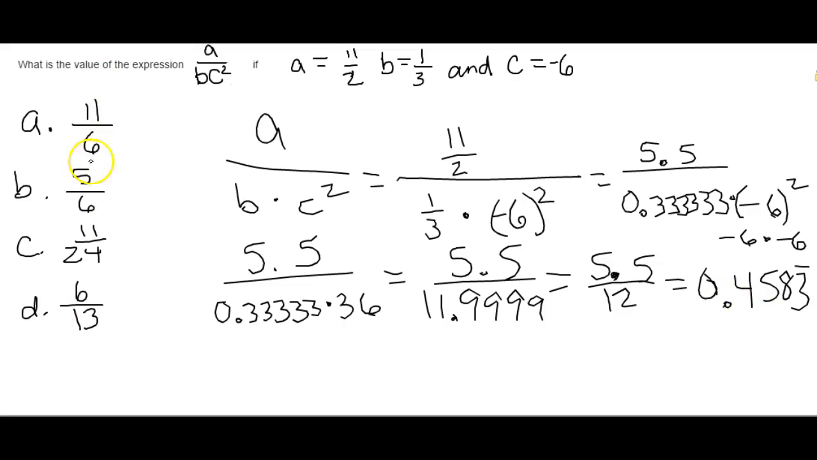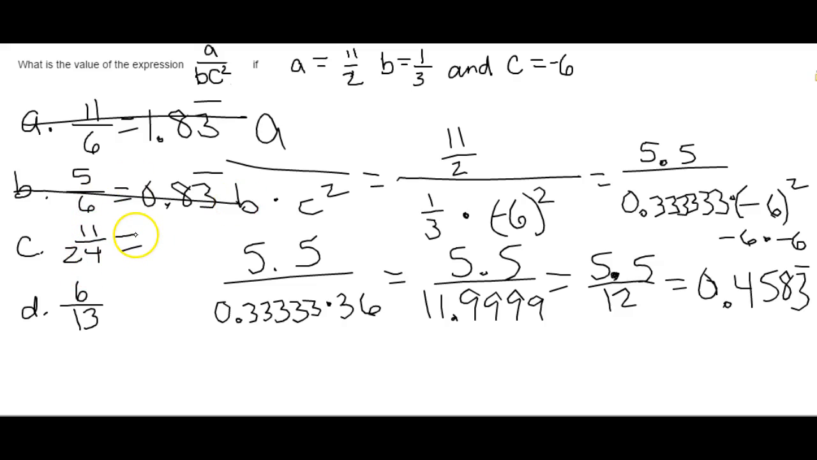How are we going to compare that to these fractions? Well, if we take each of these answers and plug them into a calculator, we can compare to see which one has the matching decimal. So first we do 11 divided by 6, which is 1.83 repeating. So definitely not our answer. Then we try 5 divided by 6. That's 0.83, and again the 3 just keeps repeating. Not our answer. Then we do 11 divided by 24, and that gives 0.4583 with the 3 repeating. So that is our correct answer.